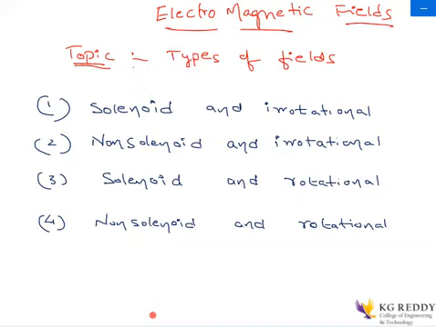Today we are going to discuss the types of fields. In the last lecture, we have seen the point form of Ampere's circuital law and the significance of the curl. Now, the curl will change depending upon the type of the fields. Today we are going to discuss different types of fields, and we will see their typical nature, how the field will look, and also the conditions for the divergence and the curl.